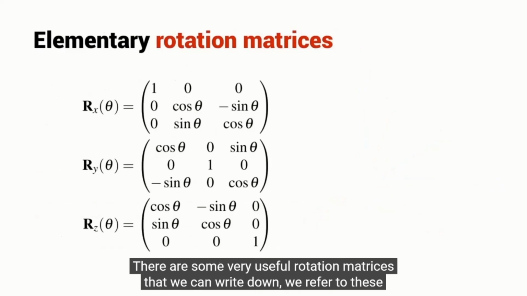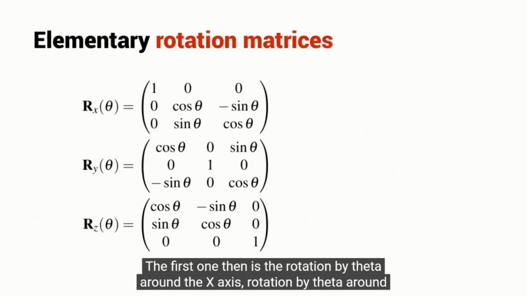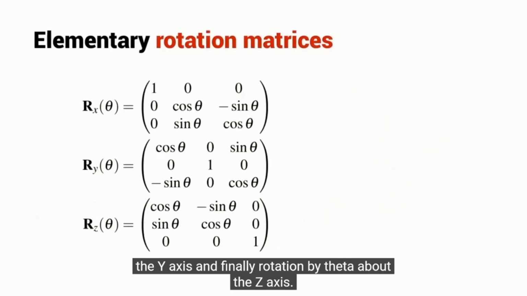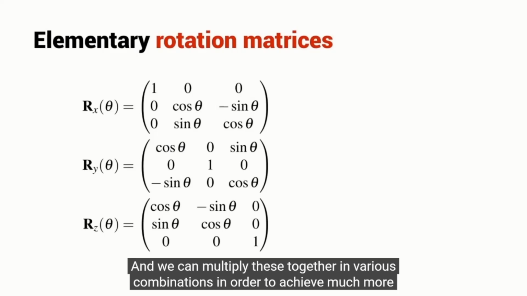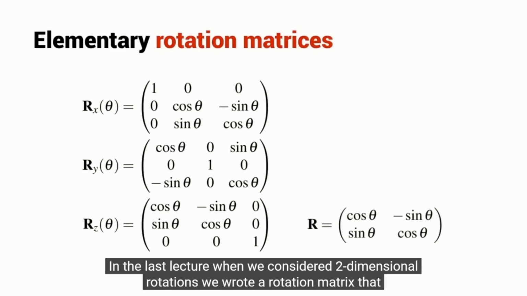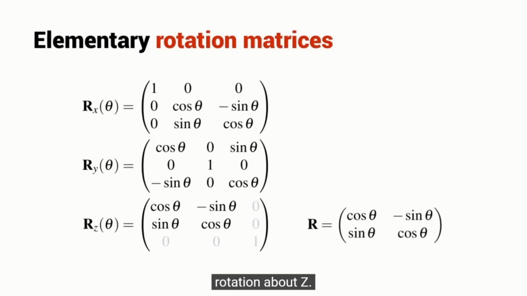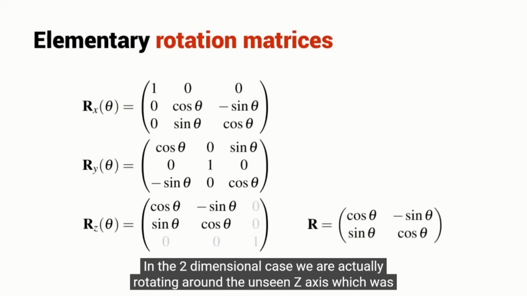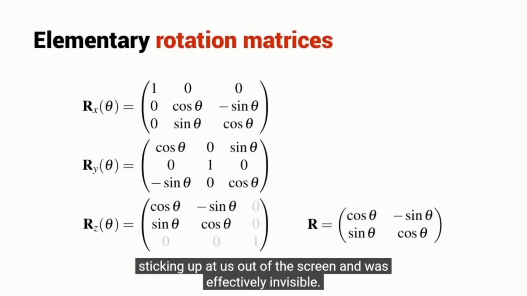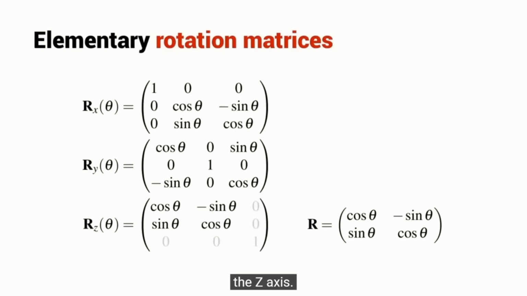There are some very useful rotation matrices that we can write down and refer to as elementary rotation matrices. The first one then is a rotation by theta around the x-axis, rotation by theta around the y-axis, and finally rotation by theta about the z-axis. And we can multiply these together in various combinations in order to achieve much more complicated rotations. More about that shortly. In the last lecture, when we considered two-dimensional rotations, we wrote a rotation matrix that looked like this. In fact, this is identical to the top left corner of the elementary rotation matrix for rotation about z. The reason for this is quite intuitive. In the two-dimensional case, we were actually rotating around the unseen z-axis, which was sticking up at us out of the screen and was effectively invisible. So there is an equivalence between two-dimensional rotation and the three-dimensional rotation around the z-axis.